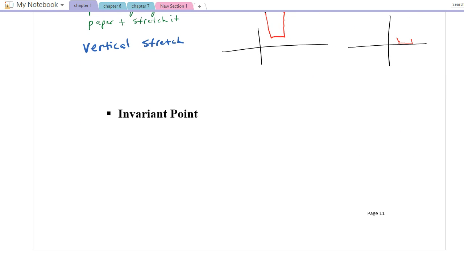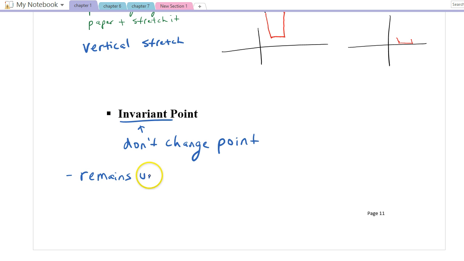An invariant point. Invariant means it doesn't change. So in not great English, you could call an invariant point a don't change point. An invariant point remains unchanged after a transformation.